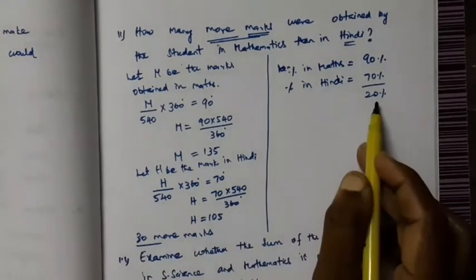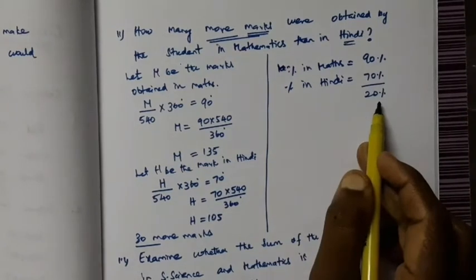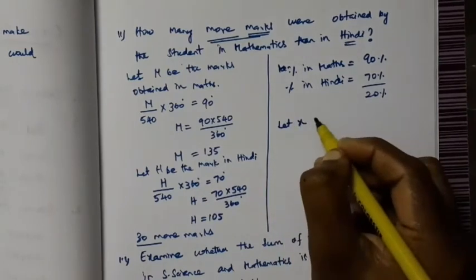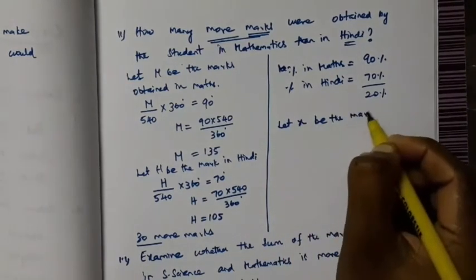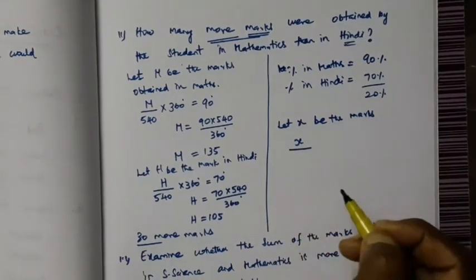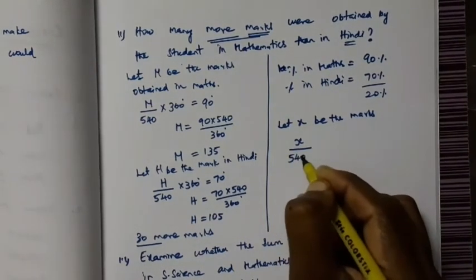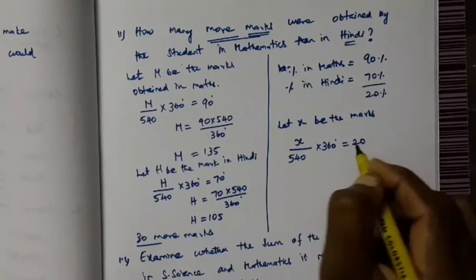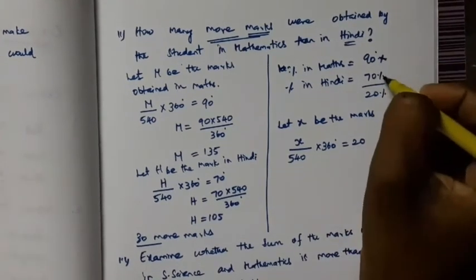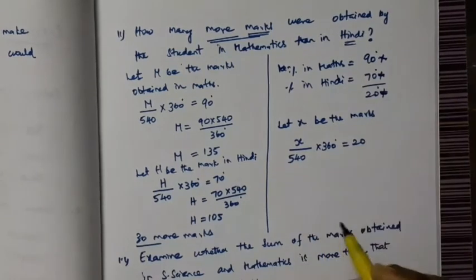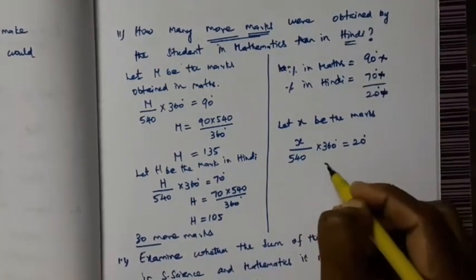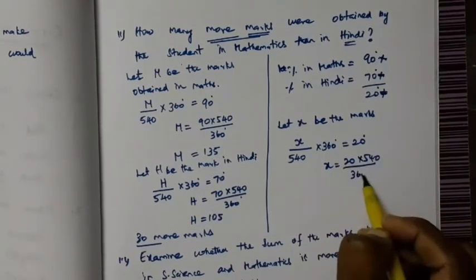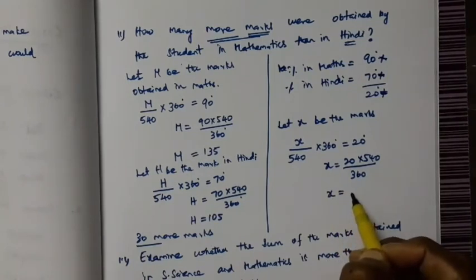So this 20% you have to convert into marks. Let X be the marks. X divided by the total mark, 540, multiplied by 360 is equal to 20. Here it should be angle, not percentage. So X is 20 multiplied by 540 divided by 360. If you do this, X is equal to 30.